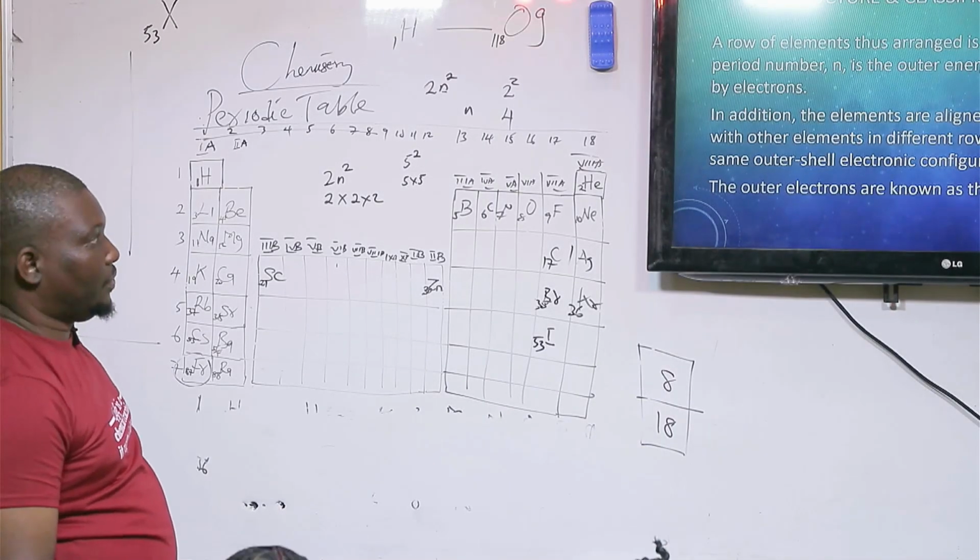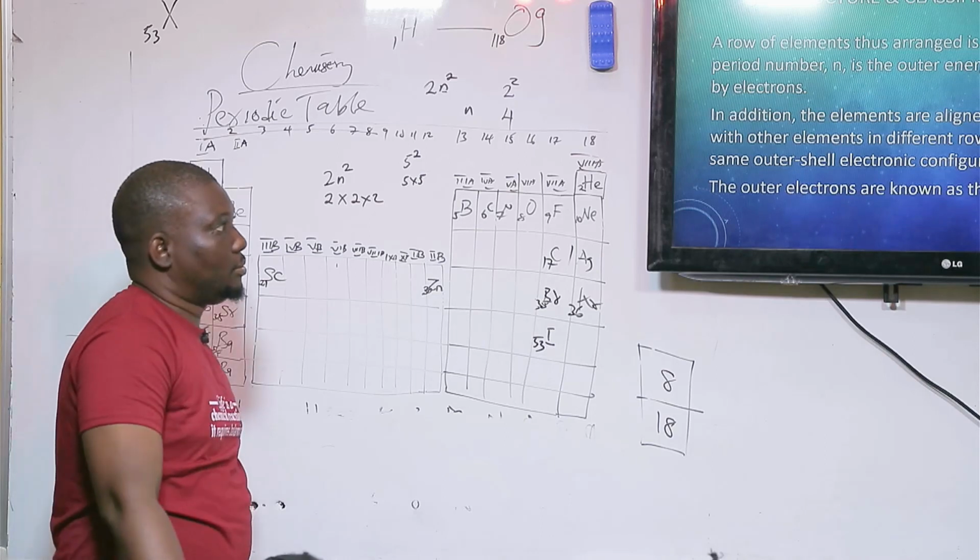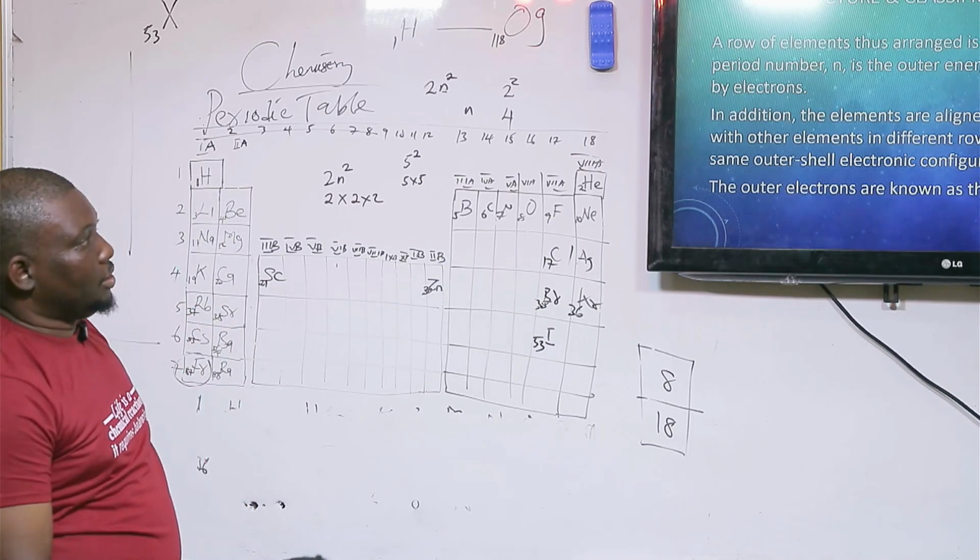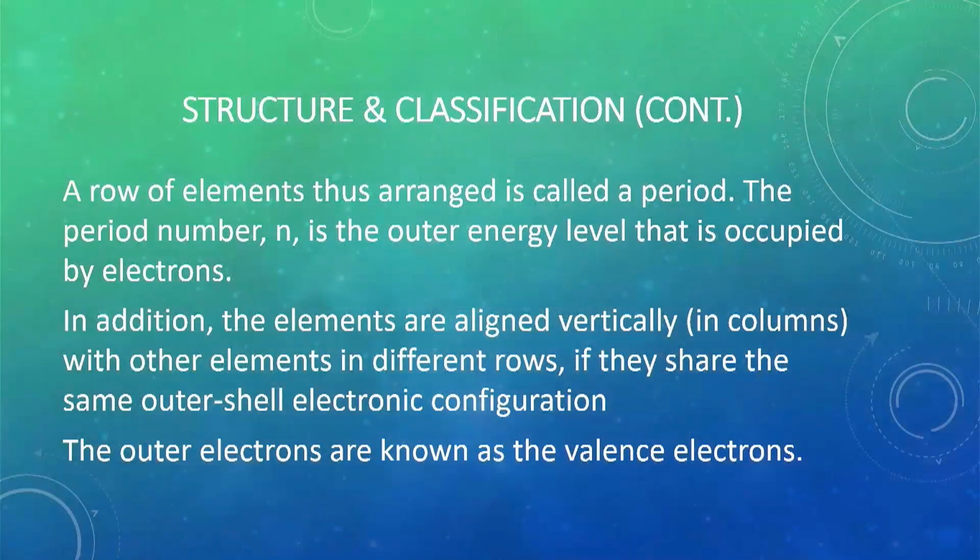A row of elements arranged horizontally is called what? A period.